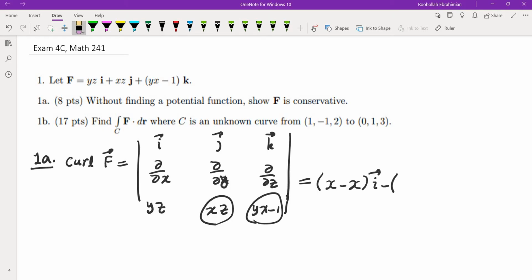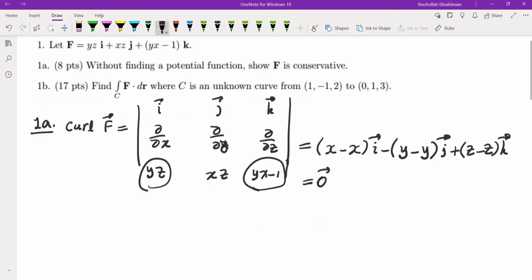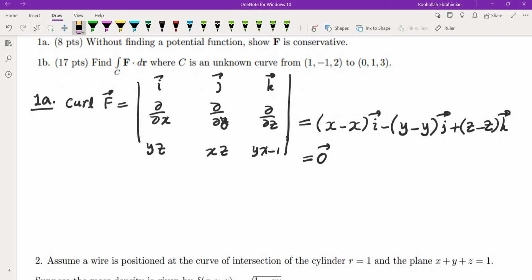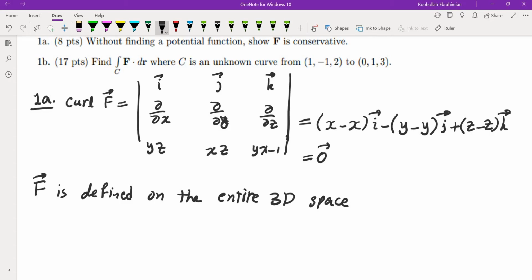i minus, eliminating the second column and taking the derivative of this one with respect to x, we get y, and taking the derivative of this one with respect to z, we also get y. And eliminating the last column, we get z minus z k. And of course, this is 0. Also note that this vector field is defined on the entire three-dimensional space. So F is defined on the entire 3D space, and that's why F is conservative.